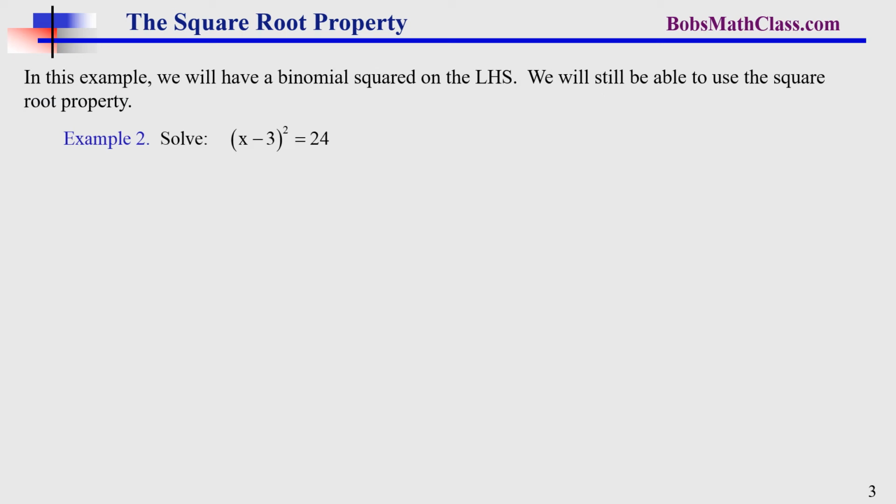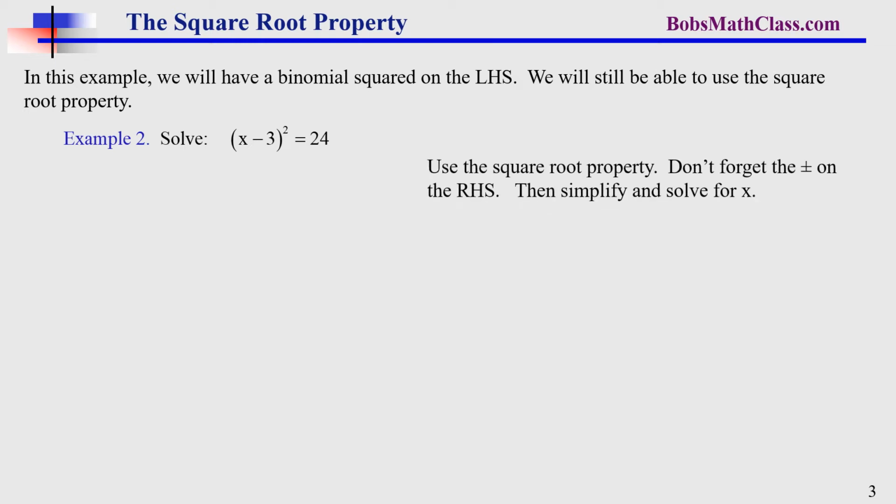Here's our next one. We're still going to use the square root property. We do have a binomial squared on the left-hand side. So we're still going to use the property. As long as we have something squared on the left-hand side equaling a number, we can use the square root property. So when we use the square root property, we're going to get rid of the square on the left-hand side, then put a square root on the right-hand side, and then don't forget the plus and minus. So there's that note. Use the square root property. Don't forget the plus and minus on the right-hand side, and then we'll simplify.